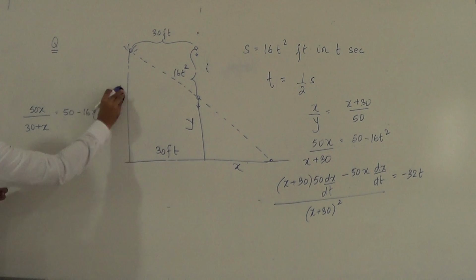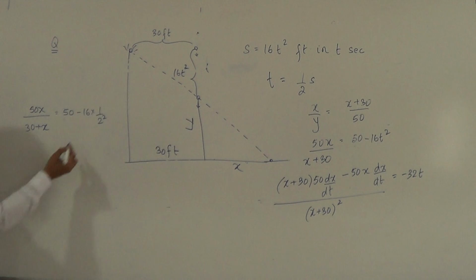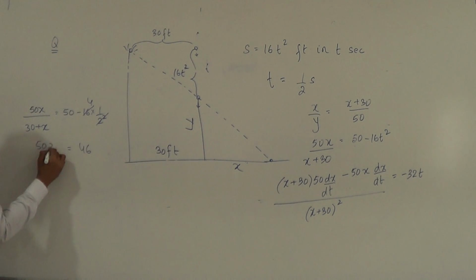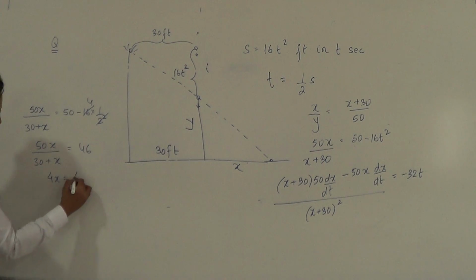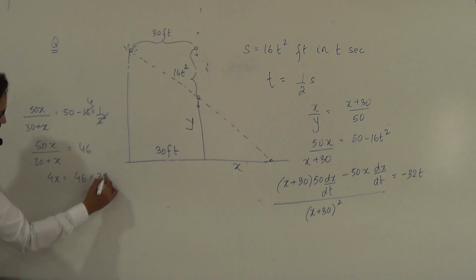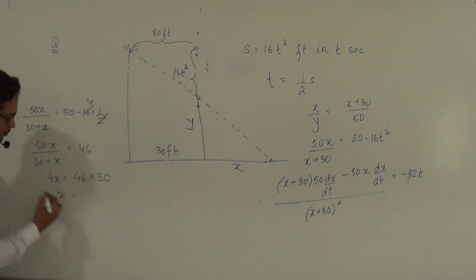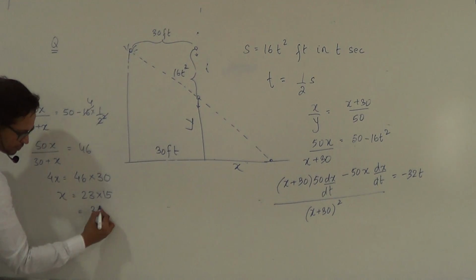Correct? Half square is 1 by 4, so basically this is 4. How much do I get? 46 is equal to 50x by x plus 30. Okay, so let's take the term on the other side. So I'll have 4x is equal to 46 into 30. I've skipped some steps. Is that okay? So x is going to be 23 into 15. How much is that? 345.